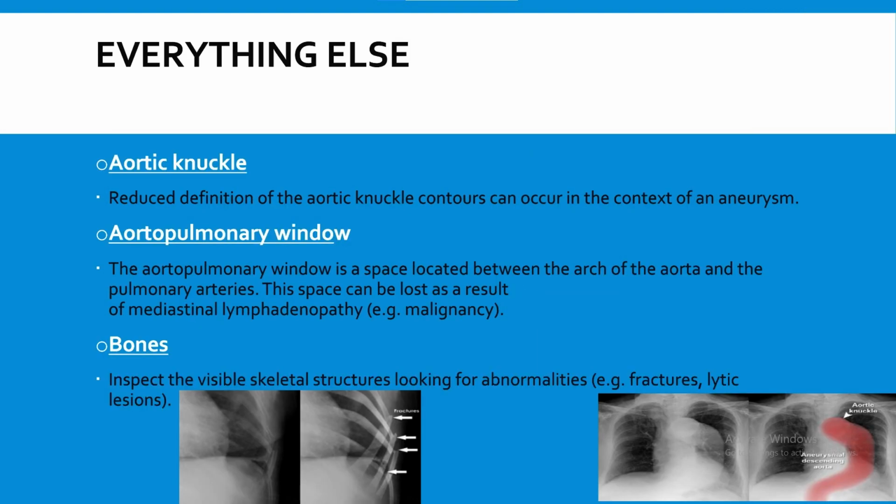Everything else. Aortic knuckle. Reduced definition of the aortic knuckle contours can occur in the context of an aneurysm. Aortopulmonary window. The aortopulmonary window is a space located between the arch of the aorta and the pulmonary arteries. This space can be lost as a result of mediastinal lymphadenopathy, for example, malignancy. Bones: inspect the visible skeletal structures looking for abnormalities, for example, fractures, lytic lesions.